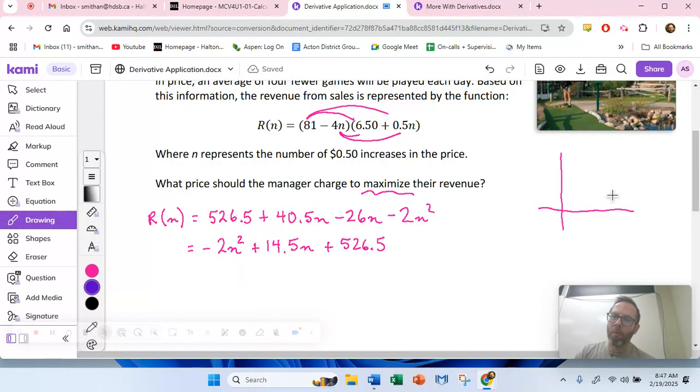Okay, we'll just use deep purple. So really what you're looking for is the vertex. So basically what we have here is a revenue in terms of n, which is the number of times we're increasing the price, and the goal is to find the vertex. So in grade 10, you guys had several strategies for doing that.